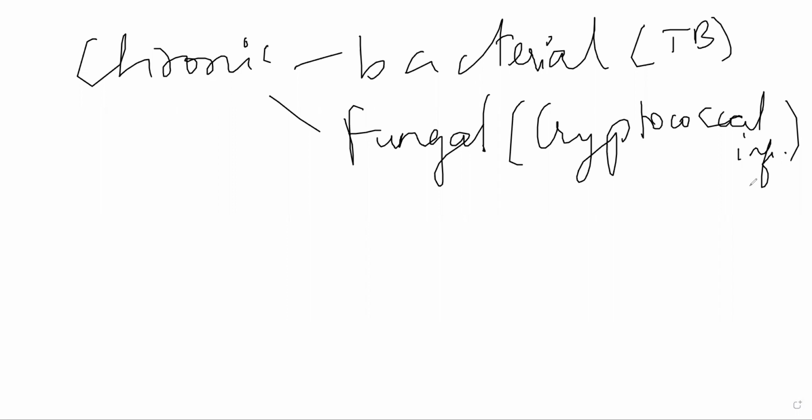Now, that is about meningitis. If you have doubts or if you want me to repeat any type of meningitis, please feel free to ask. We discussed three types: acute pyogenic, acute lymphocytic, which is caused by viruses, and chronic meningitis, which is caused by either TB or cryptococcus.